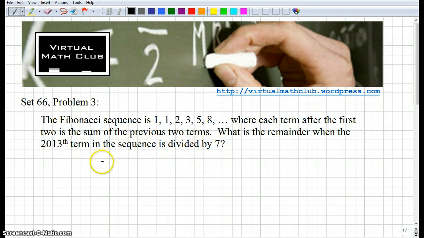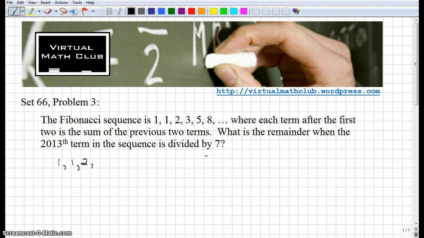Well, let's just list out some of the Fibonacci sequence. We already have some listed, but I'm going to list a little more, and see if we can find a pattern. When we're dealing with remainders, there's usually a pattern, because when you divide by 7, the remainders can only be 0, 1, 2, 3, 4, 5, and 6. And then they cycle over again.